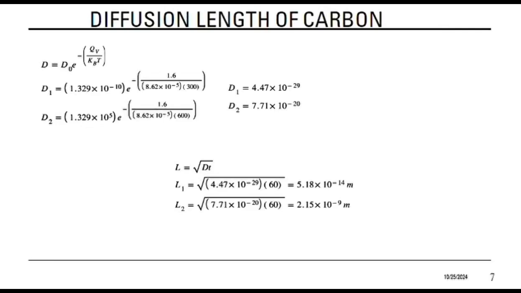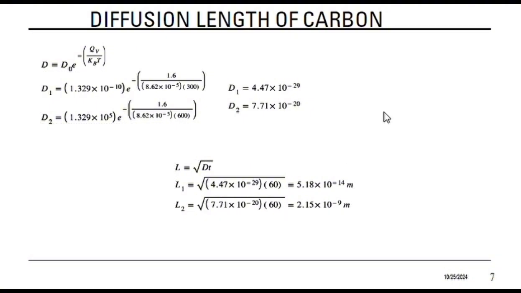And our final slide is the diffusion length of carbon. Last slide we did diffusion of silicon, this one is carbon. Obviously, we're using the same formula, diffusion. We know what Q_V is, k_B, and we know T. Instead of using what we used last time, we'll replace it with 1.329 times 10 to the negative 10, and 1.329 times 10 to the 5th. Obviously, we're still doing the difference in temperature, which is 300 and 600. The thing that changes is the outcome of these.